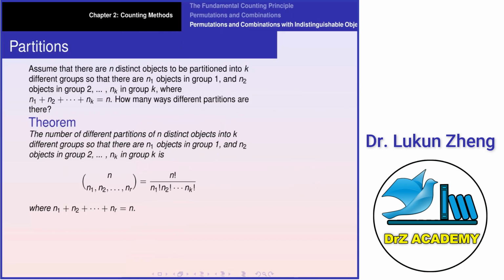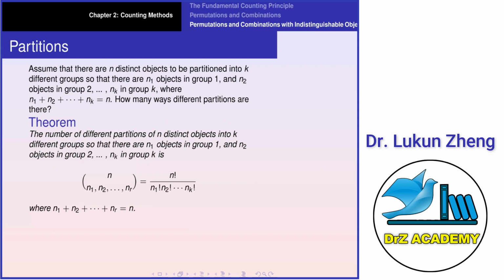Now let's consider so-called partitions. We want to partition or divide a group of objects into subgroups. So let's consider this as a partition problem. Assume there are n distinct objects to be partitioned into k different groups, so that there are n1 objects in group 1, n2 objects in group 2, and nk in group k, where n1 plus n2 plus nk equals n. Now, how many different partitions are there? This is the type of question about partitions.